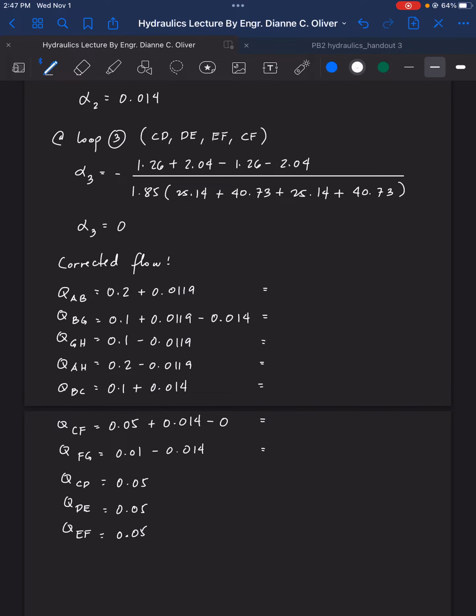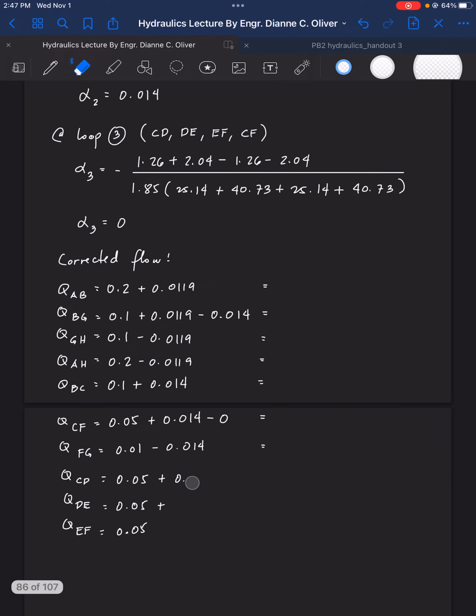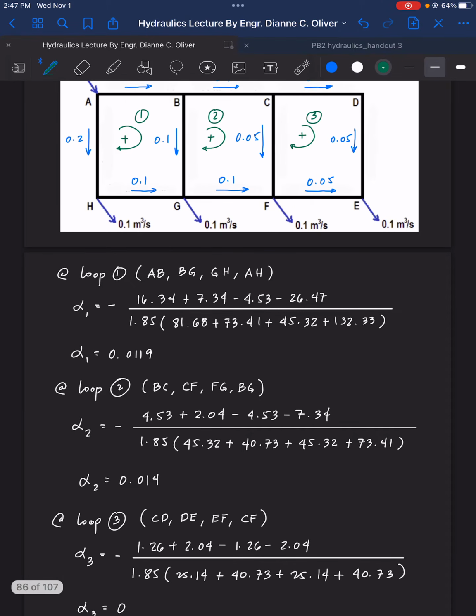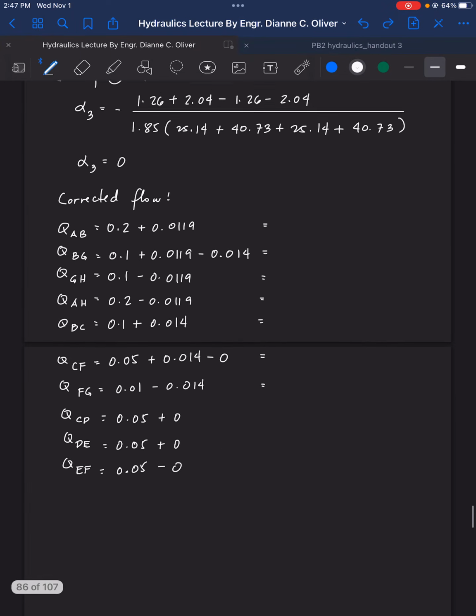For CD, there is positive 0.05. DE, positive 0.0. The correction here on loop number 3 is 0. DE is 0.0. And then QEF is negative of 0 or minus 0. So EF is here, it's countering the flow here. Therefore, it's negative.